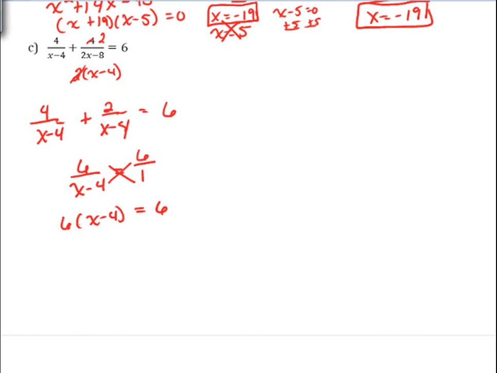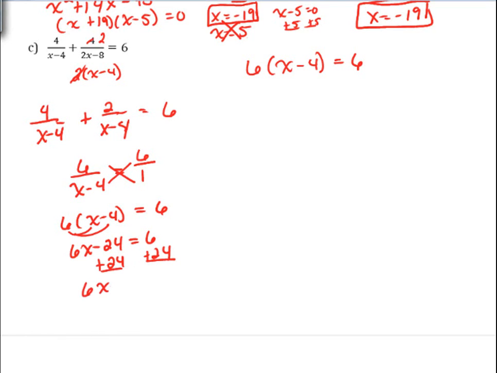Again, there are two ways to go about solving this, and I'll just write this down again so that we can do it in both ways for you. The first way would be to distribute the 6, giving you 6x minus 24 equals 6. Add the 24 to both sides. That gives you 6x equals 30, and then divide by 6 on both sides, and you get x is equal to 5.